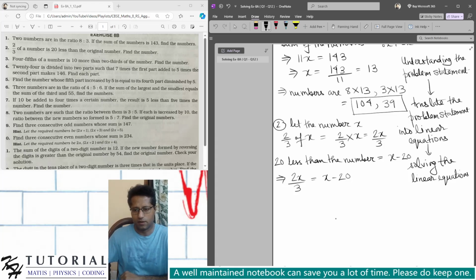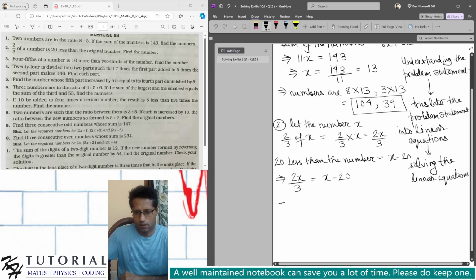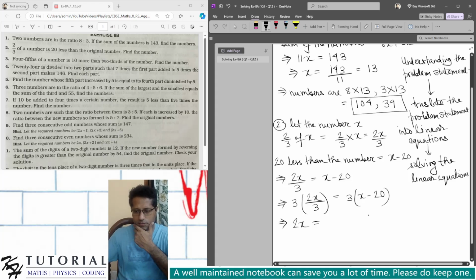We can convert this equation into simpler form by multiplying both sides by 3, since there is only one rational term whose denominator is 3. So we will multiply 3 on both sides, and we get 3 multiplied by 2x by 3 is equal to 3 multiplied by x minus 20. So this implies the LHS becomes, 3 cancels out, and we have 2x is equal to, for the RHS, if I do the product and open the brackets, I get 3x minus 60.